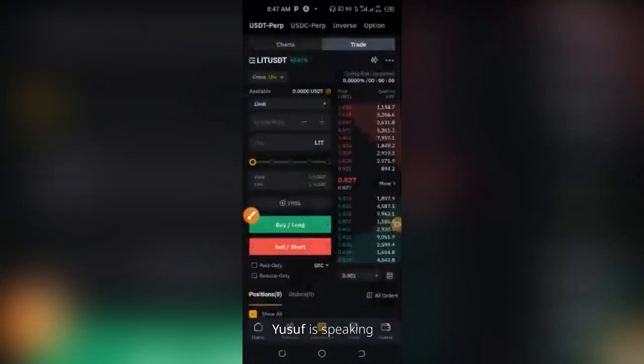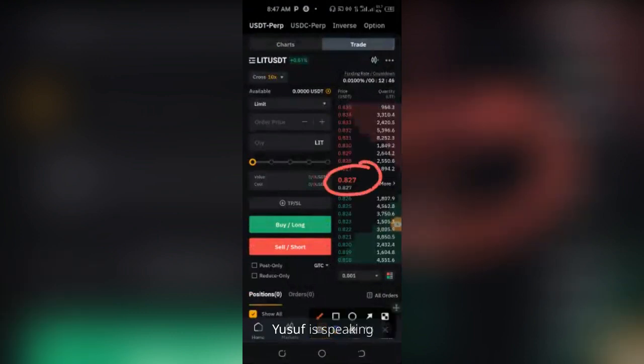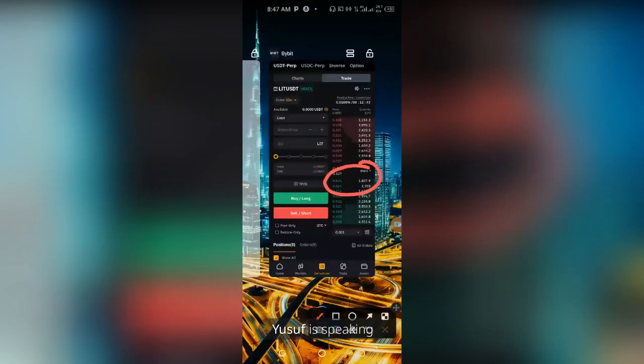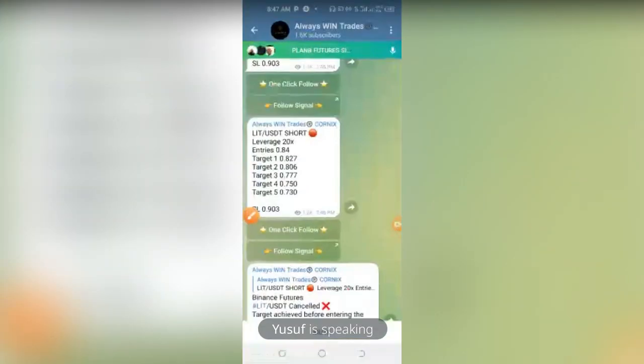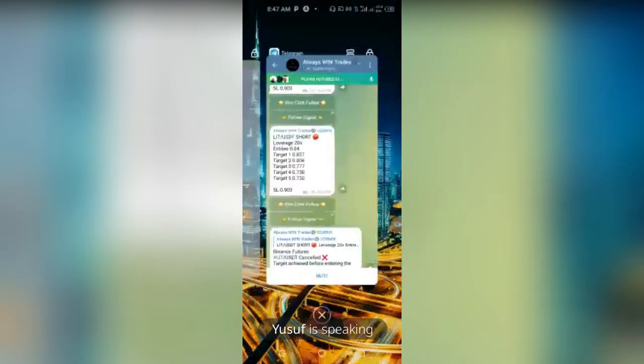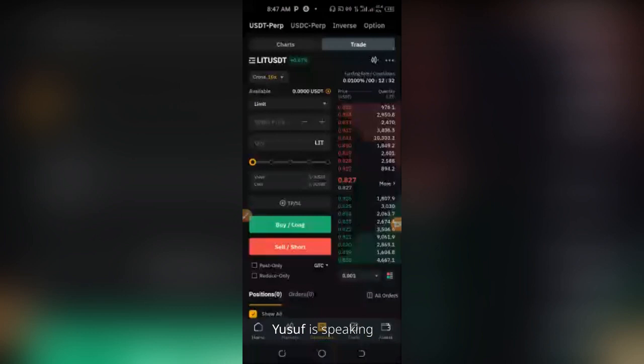Now, you check, let me see if I can still trade it. You check for the current price, 0.827. They say we should short from here. Then you come to the signal and check. The entry price is 0.84. Where is it now? It's on 0.82, meaning that it has actually dropped. It has given the profits.